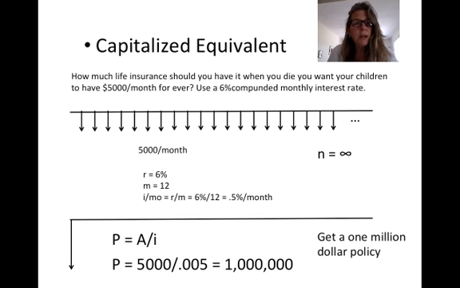So let's look at an example. How much life insurance should you have if, when you die, you want your children to have $5,000 a month forever? Use a 6% interest rate compounded monthly. So I have this $5,000 forever, the r is 6%, the m is 12, so the interest rate per month is 0.5%. I'm going to use the concept that P is equal to A divided by i. So A divided by i is $1 million, which means I need a $1 million policy. That's how we would say, if I have $1 million now, I can withdraw $5,000 a month forever, and I'll never get into the principal, and it'll never be less.